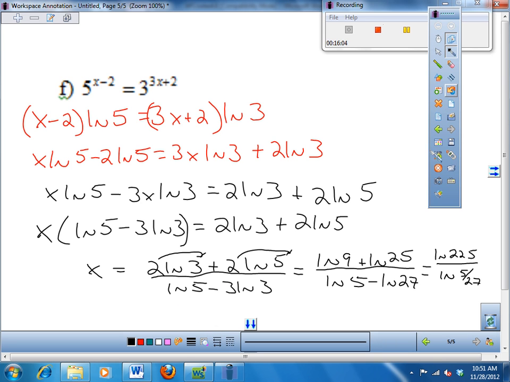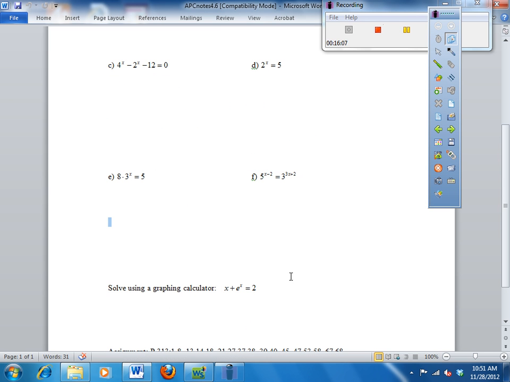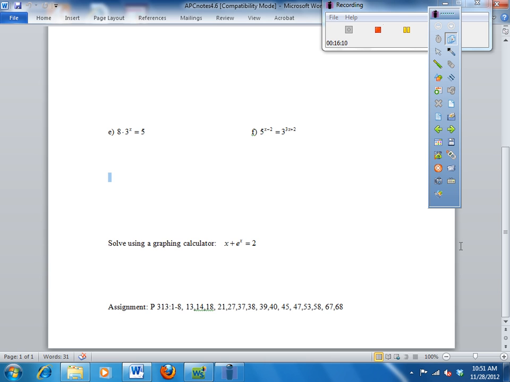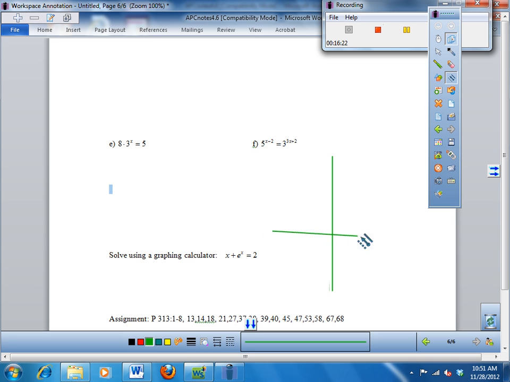And the very last thing, just let me do the very last one, okay, is this. Oh, and there's your homework on the bottom of the page. And the very last thing, solve using a graphing calculator. I'm not actually going to solve it, but if I were to do that, you graph y equals x plus e to x, which is kind of going to look like a steep exponential function. So if this is y equals x plus e to x, and then you graph y equals 2, I think these cross over here.